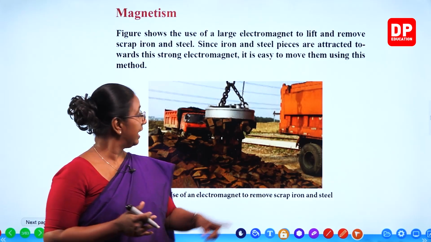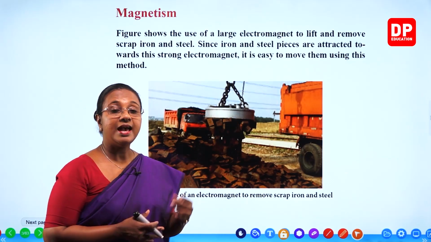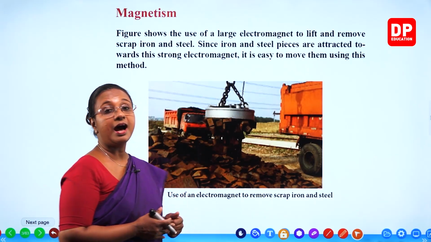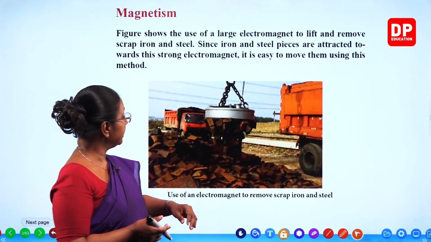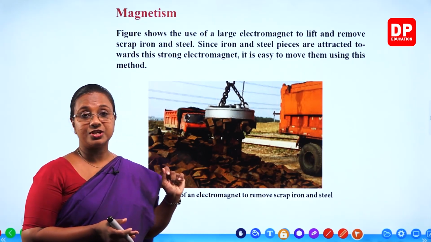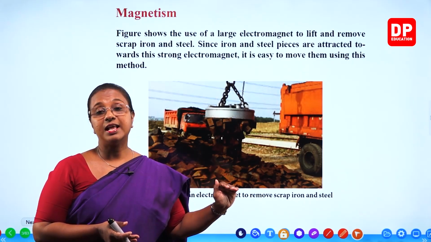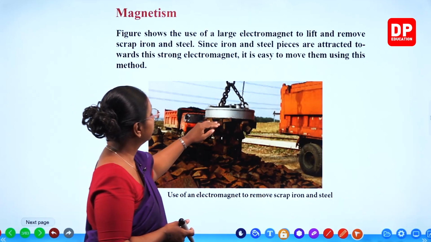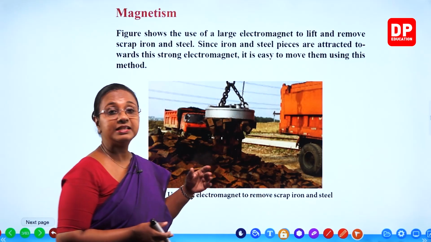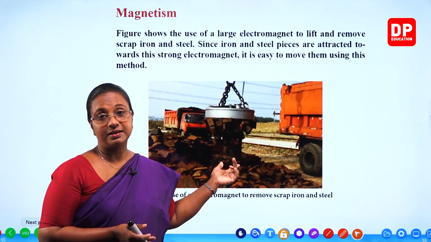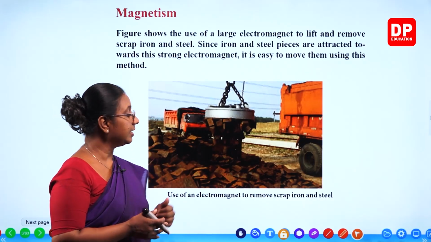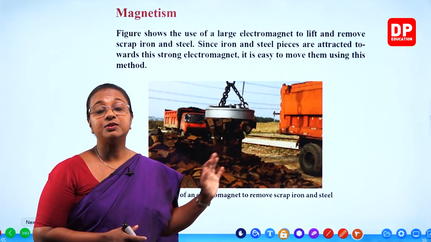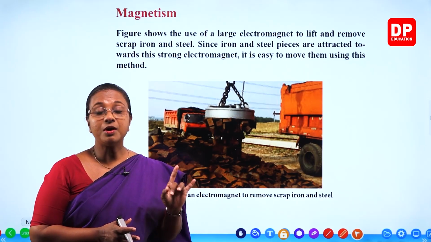Whenever needed, electricity can be supplied to this and that can become a magnet so that it will attract the iron pieces, and then when you take it to the destination, they cut off the electricity supply, so the magnetism is lost. Therefore, the pieces of scrap iron get detached from the magnet. So they get loaded to the truck. So here they are using electromagnetism, one type of magnetism.